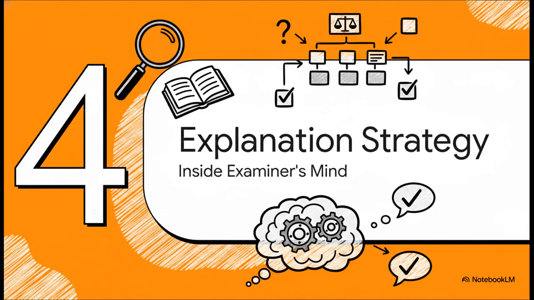That perfectly tees up Section 4, the explanation strategy. Inside the examiner's mind, this is the absolute most crucial part of your study loop: using the State Bar's own explanations to learn exactly how these test writers think. Do not just check to see if you got it right, you have to read the reasoning.